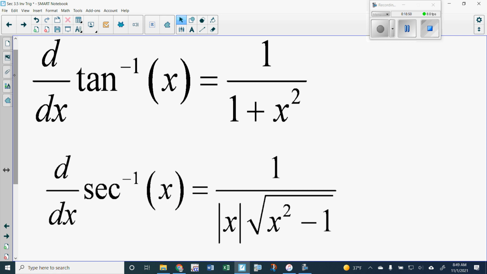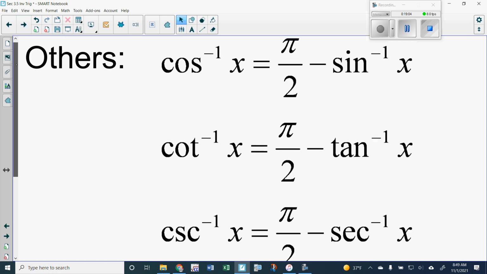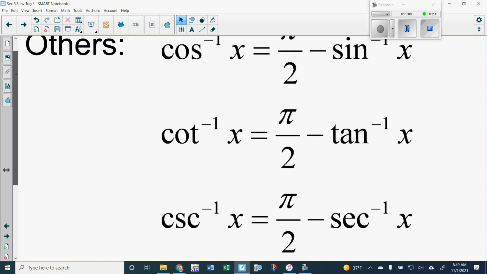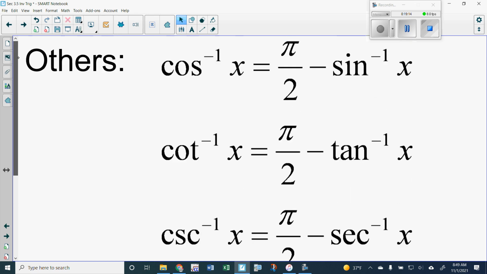Now, this is one I'm not going to ask you to memorize. The only ones we have to know are inverse sine and inverse tangent. The others we'll look up. So, now, here are the other ones. Inverse cosine, inverse cotangent, inverse cosecant. These are on the back. Once again, I'm going to show these to you, but we will never use these.